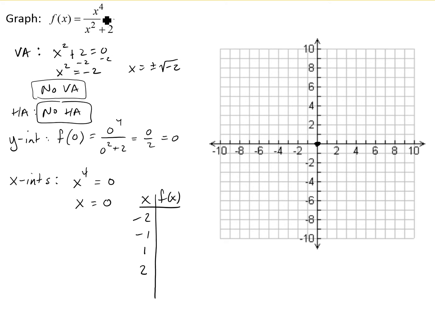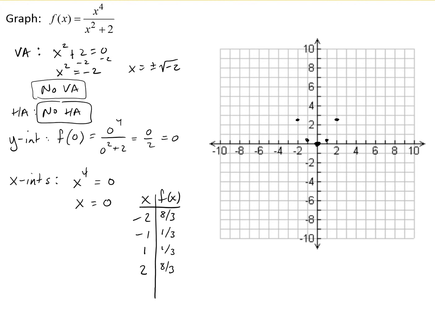So negative 2 to the 4th power is positive 16. Negative 2 squared is positive 4. 4 plus 2 is 6 there, so we have 16 over 6, or 8 over 3. Plugging a negative 1 in there gives us a positive 1 over 3. And a 1 in there is going to give us 1/3, and a 2 is going to give us 8 over 3. So if we plot these, negative 2, 8/3 is 2 and 2/3. And then negative 1, 1/3. 1, 1/3, 2, 2 and 2/3.